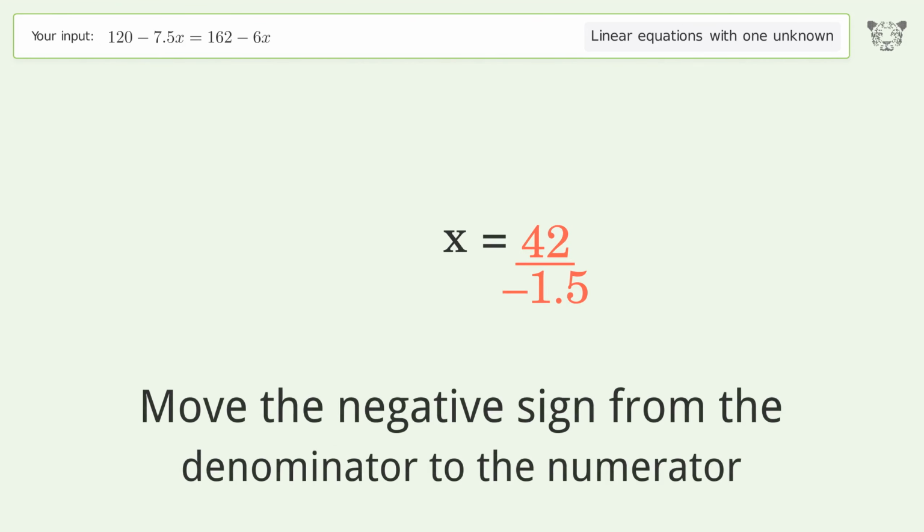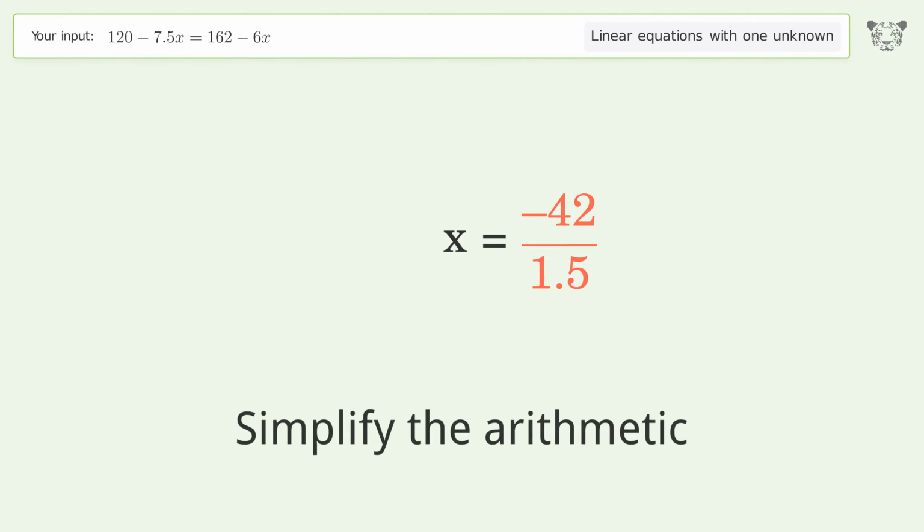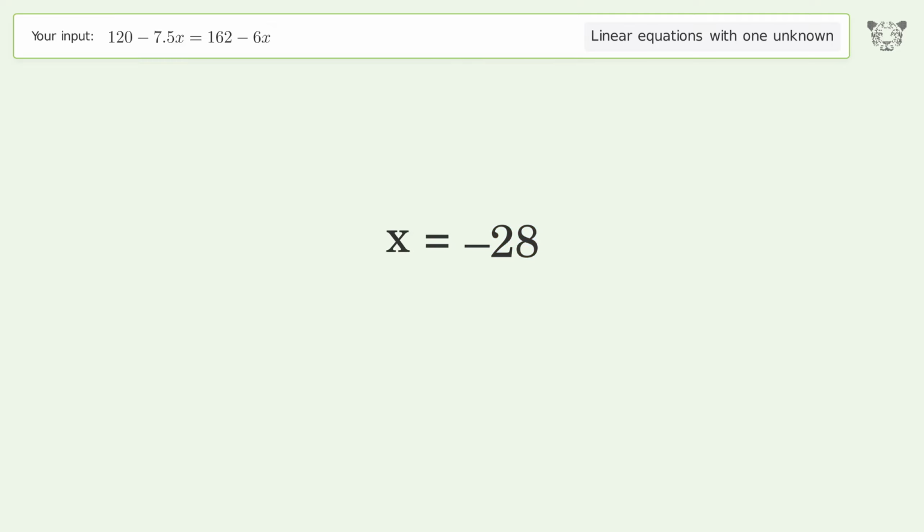Move the negative sign from the denominator to the numerator. Simplify the arithmetic. And so the final result is x equals -28.